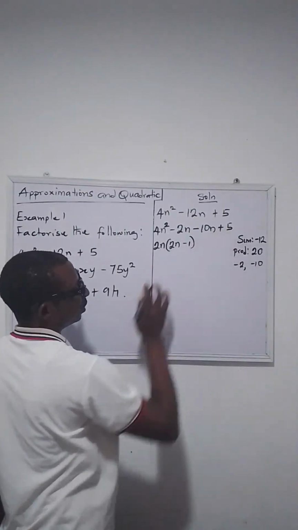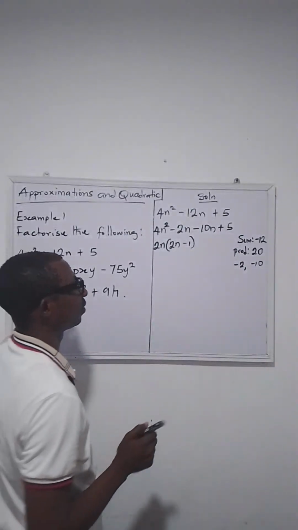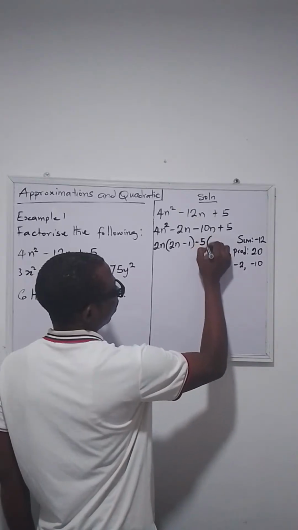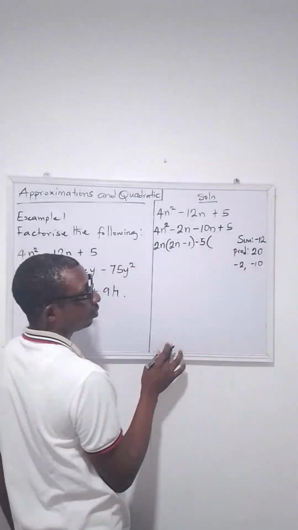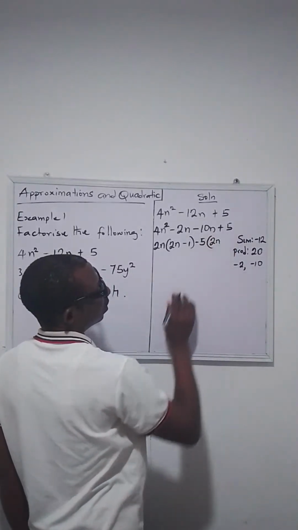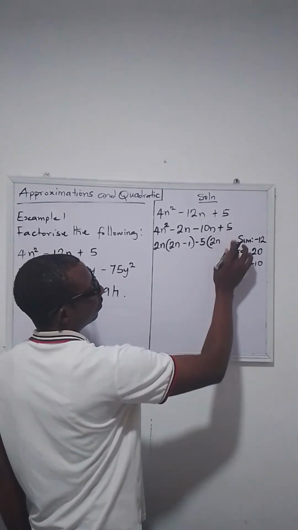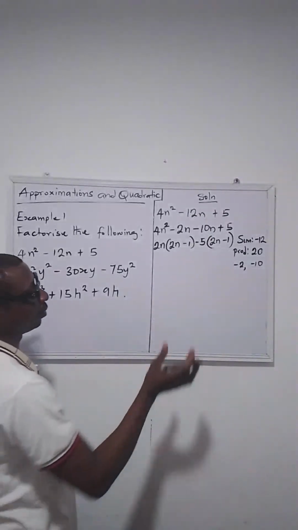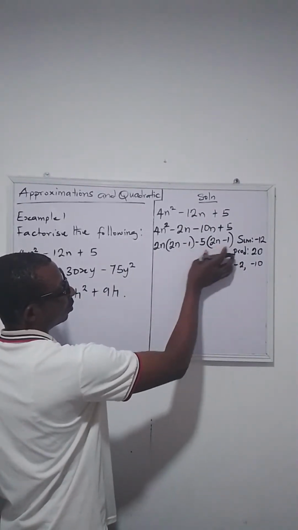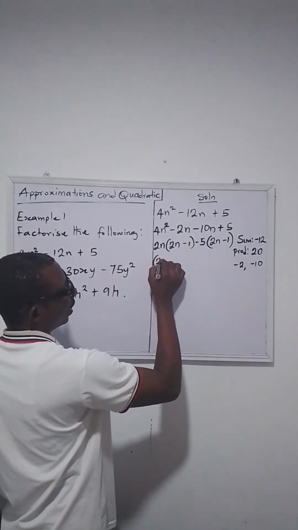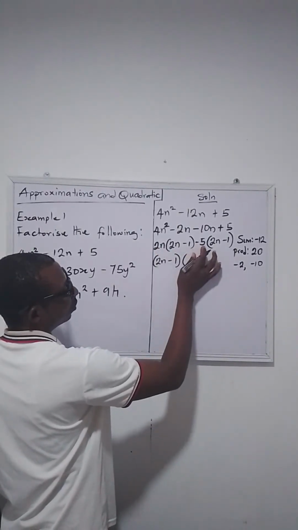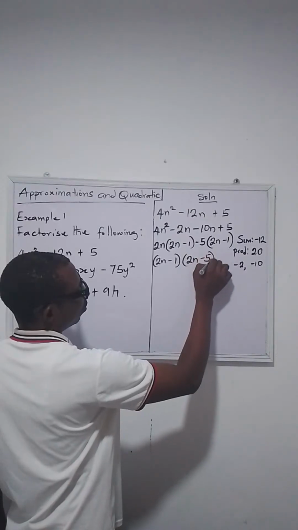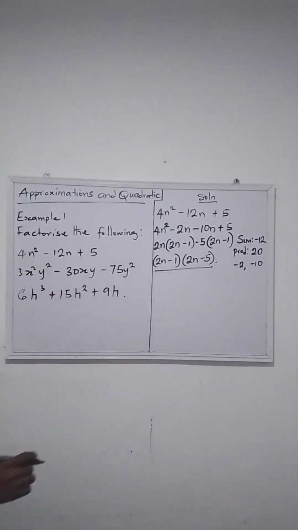Now let's look at this. What is the GCD? That is 5. So that's negative 5. All right, when you divide this by negative 5, what do you have? You have 2n. Divide this by negative 5, you have negative 1. Now you can factor out what we have in the bracket here. It's common to these two terms. So we have 2n minus 1. Now you are left with 2n and negative 5. So we have 2n minus 5. This is the answer to the first question.